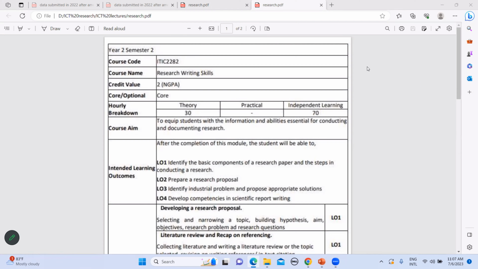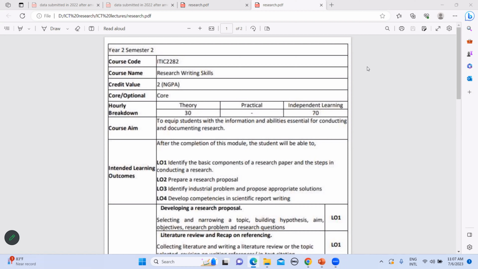I apologize. Actually, there's some sound coming from the environment behind me. So this module is called research writing skills. This is the non-GPA module. This is a very important module, not only for your research subject. Also, you have a mini project in semester 5.